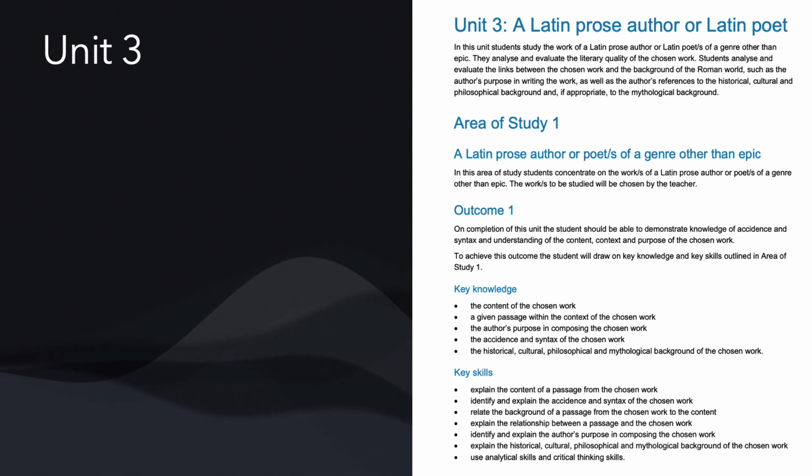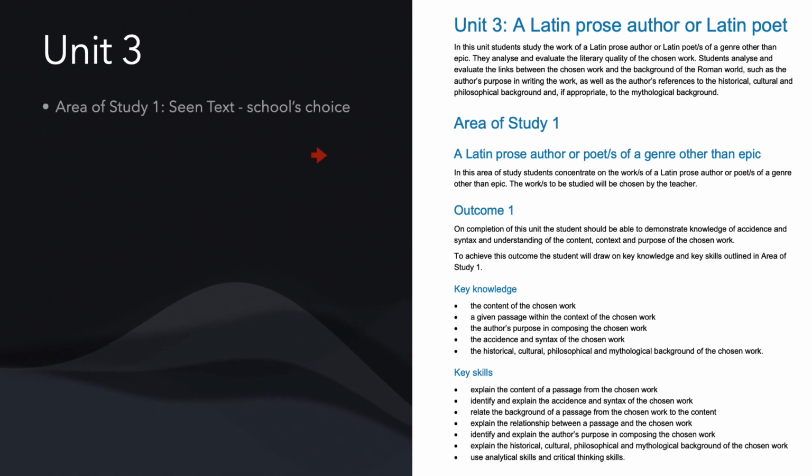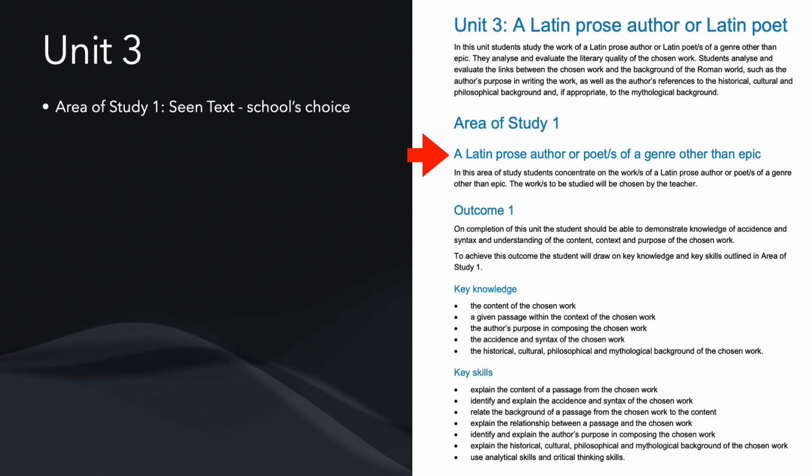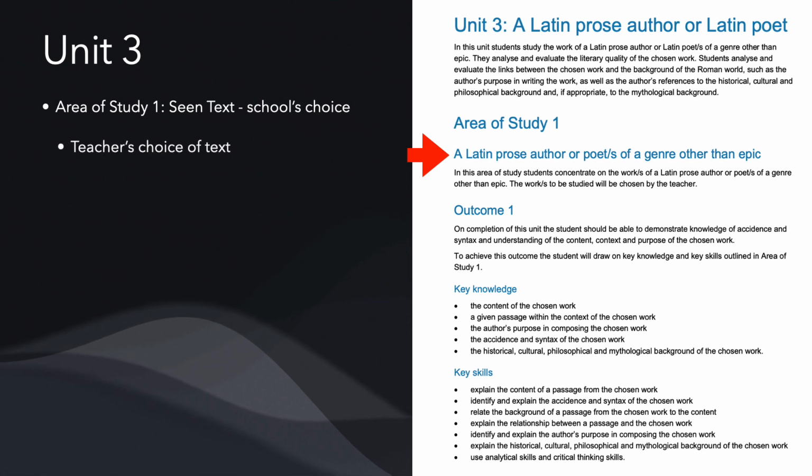So let's have a look at unit 3 in a bit of detail. Unit 3 they call a Latin prose author or Latin poetry. What that really means is that it's a seen text and it's the school's choice. So everyone can be doing whatever they want. You could be doing a bit of Livy, a bit of Cicero, a bit of Suetonius, whatever floats your teacher's boat. Perhaps it's going to be something the teacher is particularly interested in. I always think that if the teacher is really passionate about the text, then they're going to teach it really well, and that's going to be in your interests.